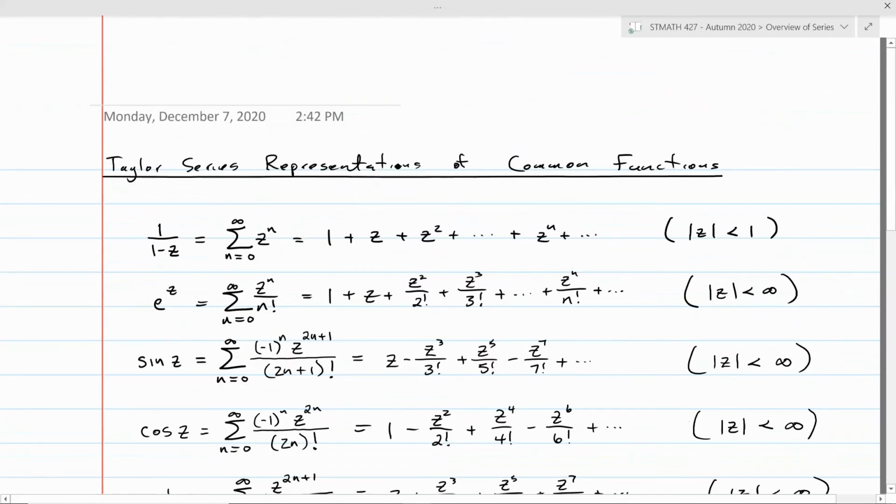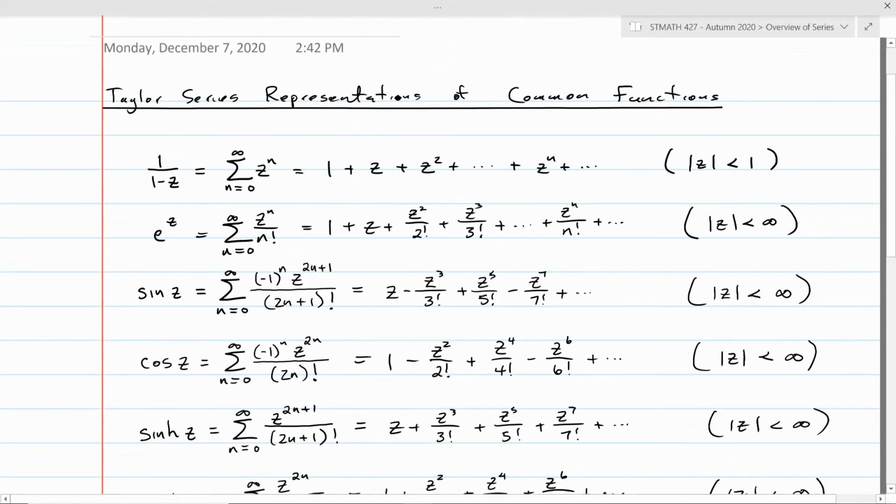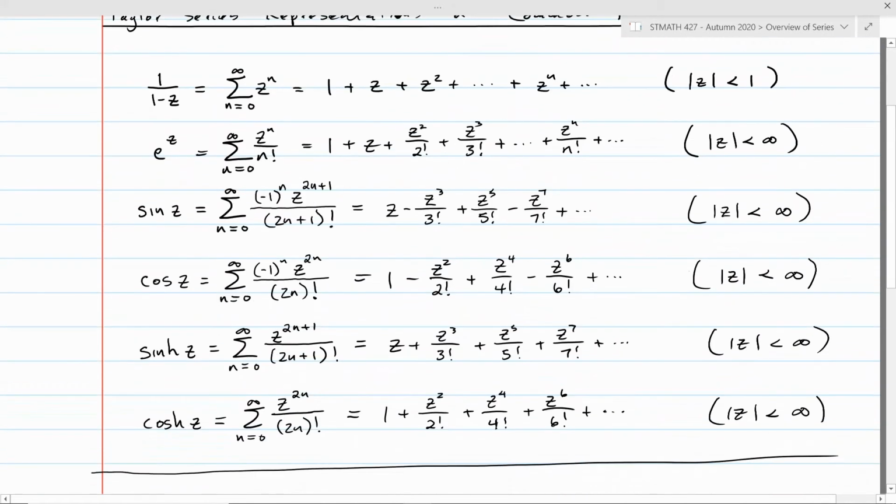You can do the same process for several of our most common types of functions and get Taylor series representations for them. Here's a little summary of some common ones. The first one there is the geometric series that I worked out a little earlier. When I worked that out, it wasn't as a Taylor series, but it turns out that you can do the Taylor series for that function 1 over 1 minus z, and you get the same answer and the same radius of convergence.